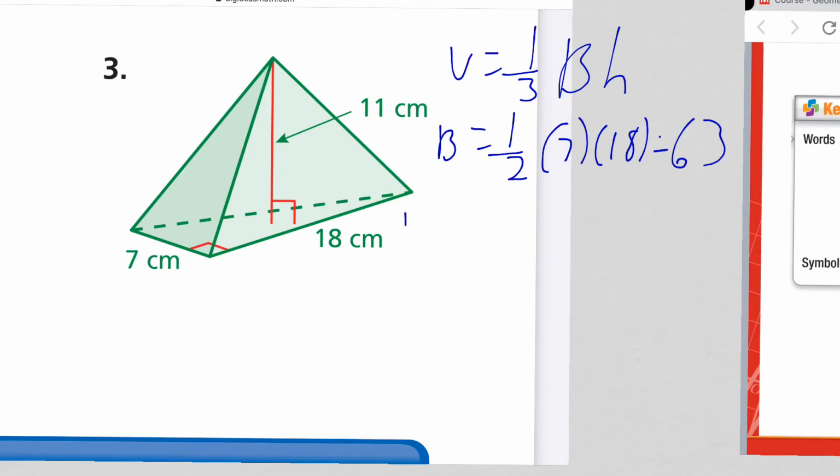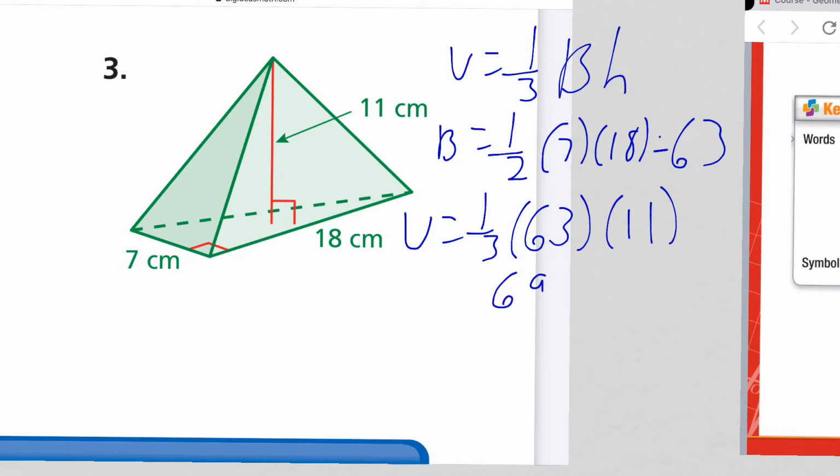And then again, when we do the volume of this pyramid, it's going to be 1/3 our big B, which was 63, times the height of the pyramid, which would be 11. So again, I want you to go ahead and take the 63 times 11 first. So 63 times 11 gives us 693. And then I want you to take that and divide by 3, because again, we're going to get an exact answer. And when we do that, we get 231. And in this case, with a unit, that would be centimeters cubed.